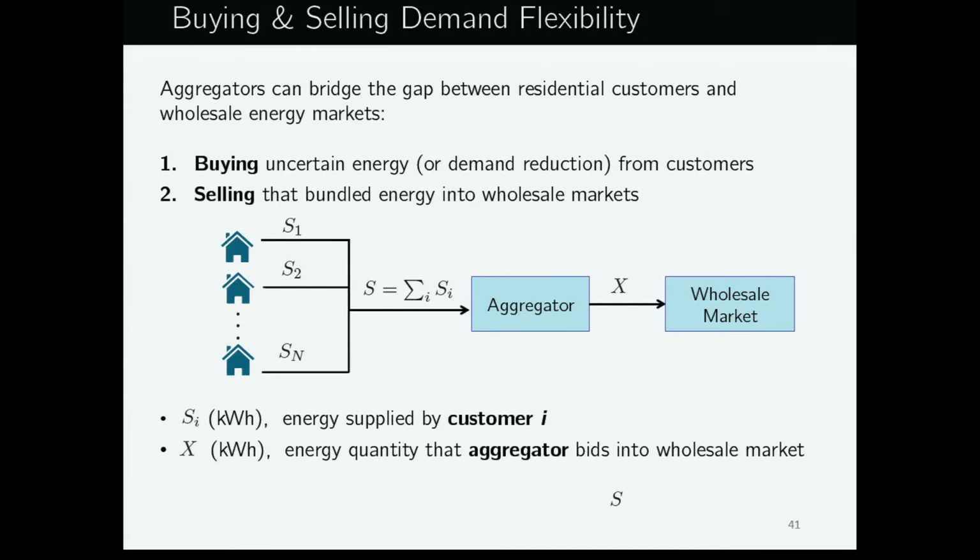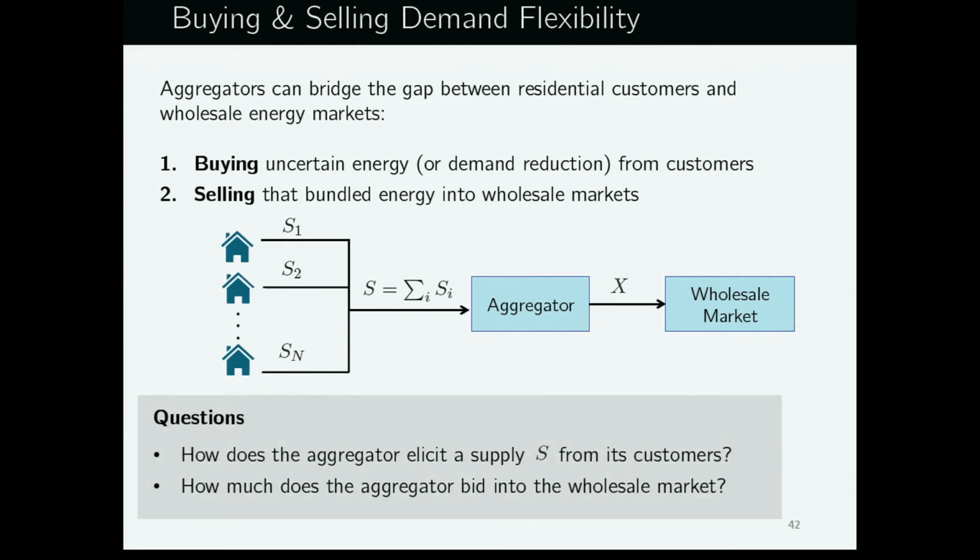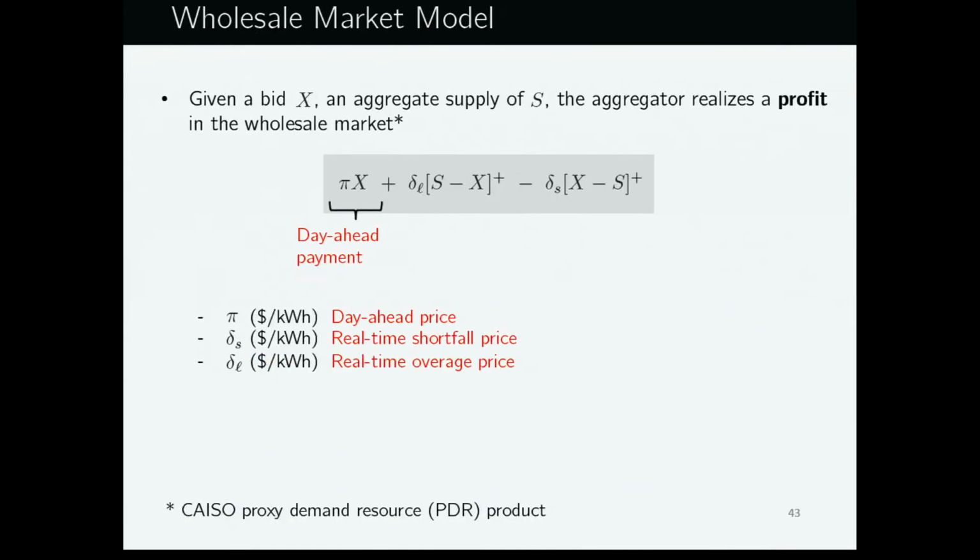That reduction is going to be random, okay? So the amount that you offer into the wholesale market is also random. And if you turn out to be short of what you had originally offered, you have to pay a penalty. And so there's an interesting two-sided optimization problem which arises here. What price do you set for customers on the one hand, and how much do you offer in the wholesale market on the other hand? Okay, that's the basic idea.